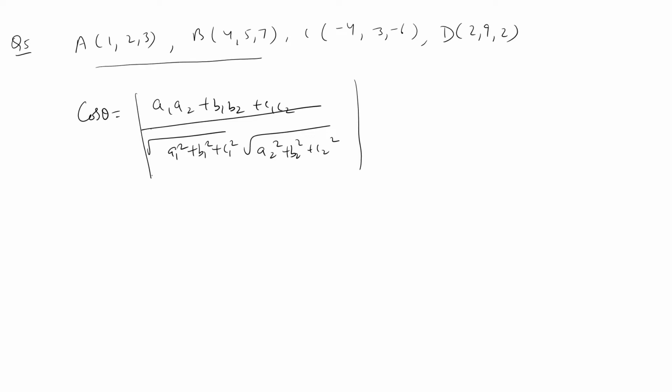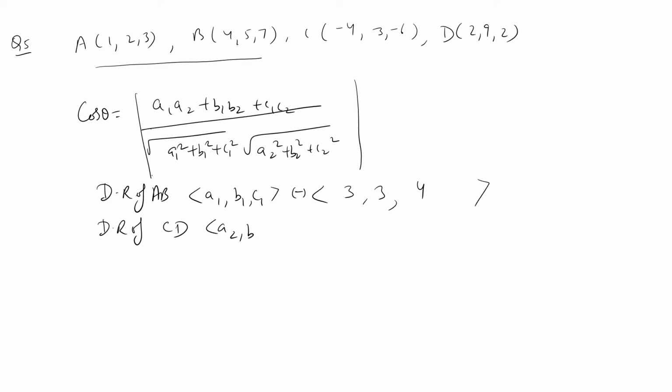So we should check out firstly the direction ratios of AB and let us call them A1, B1, C1. The direction ratio formula is x2 minus x1, y2 minus y1, z2 minus z1, so it is 3, this is 3, and 7 minus 3 is 4. Similarly, the direction ratios of the other line CD we term as A2, B2, C2, and it turns out to be 2 minus minus 4 is 6, 9 minus 3 is 6, 2 plus 6 is 8. Okay, so this is like this, right?